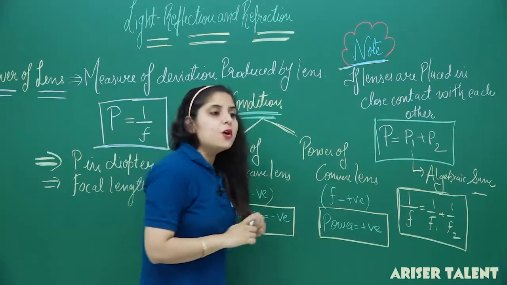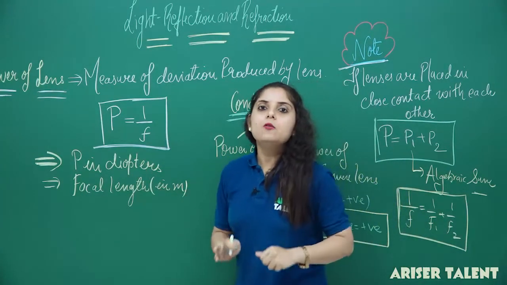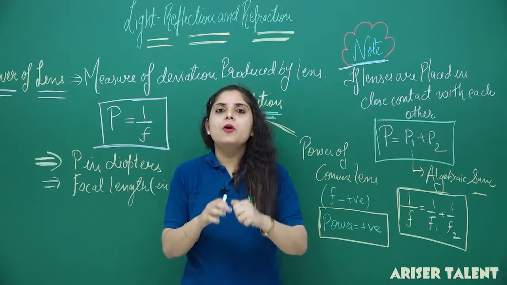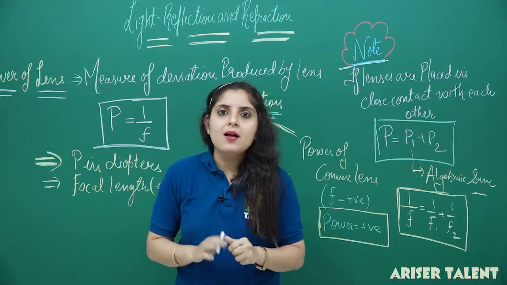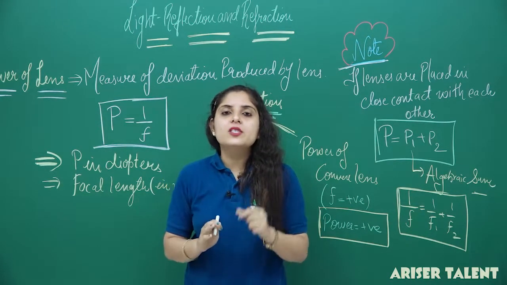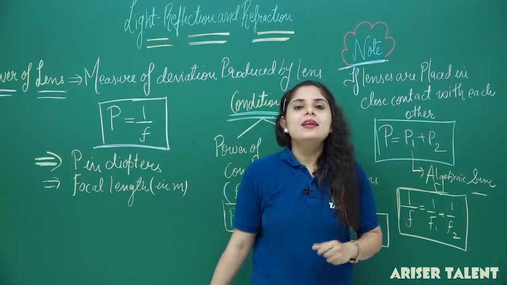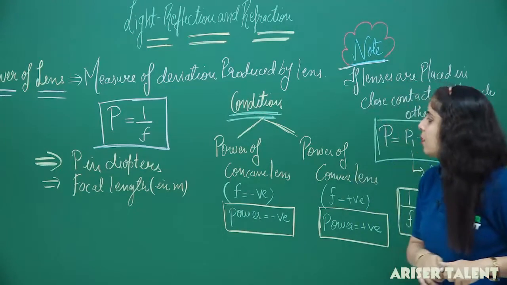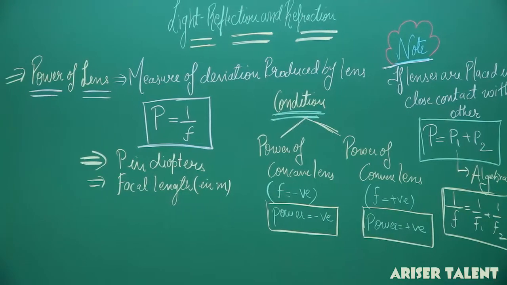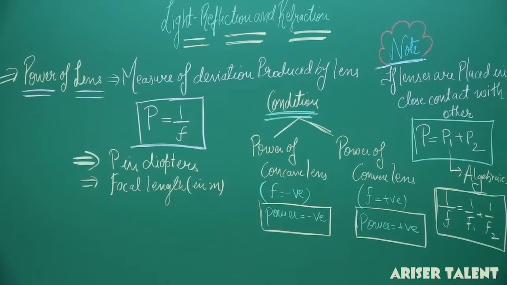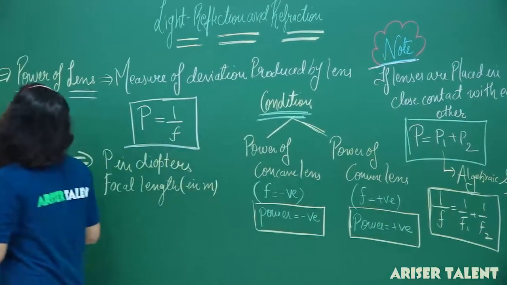Now, this is the whole thing about the power, and the unit of the power we have is diopter. Now, we are going to deal with a very important topic and a very important formula in this chapter, that is the lens formula, and definitely a numerical question is going to be asked from this formula. So now let's start the lens formula, but before that just copy this from here. Now, let us deal with the lens formula.